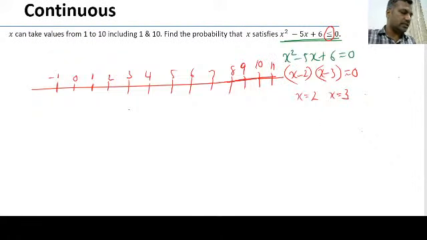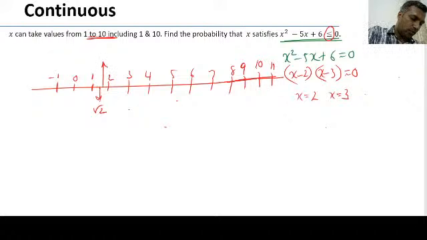Okay, so now what is it saying here? x can take values from 1 to 10. It does not mean that it takes only 1, 2, 3. It can take root 2 also, because root 2 lies between 1 and 2. It can take any rational number. It can take 1.9999 recurring, which means that recurring decimal number. That is also fine. All these values are possible. Anything it can take. That's my point.